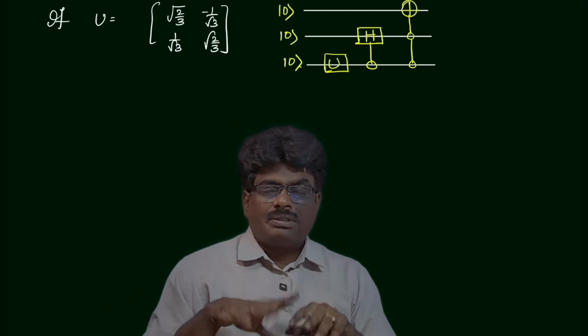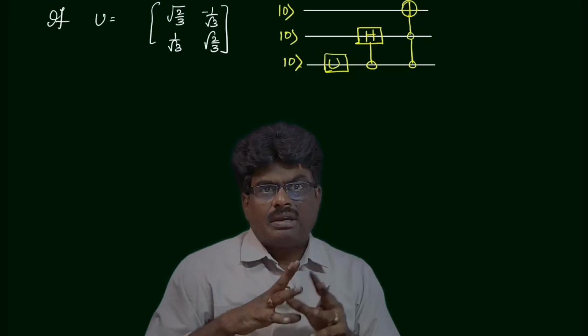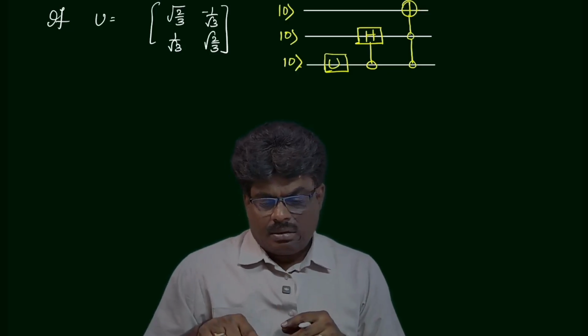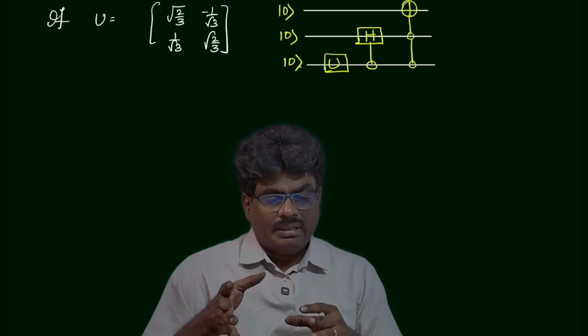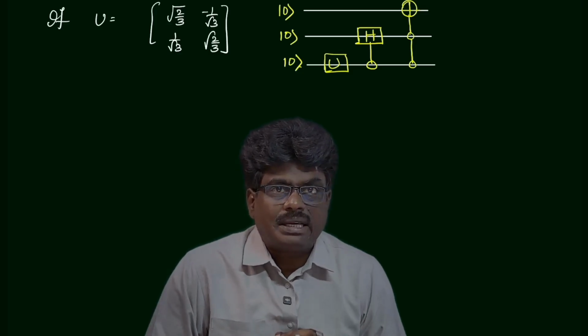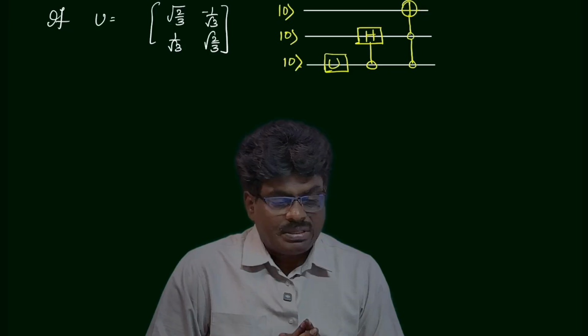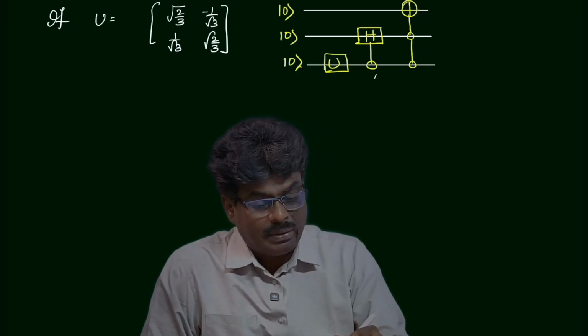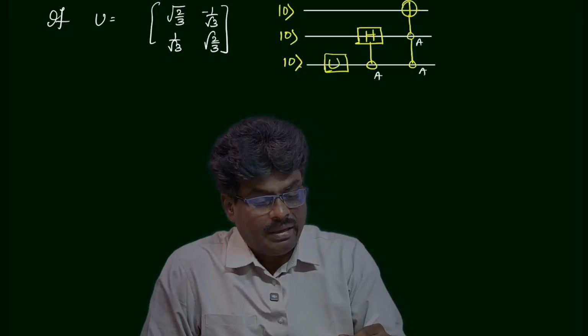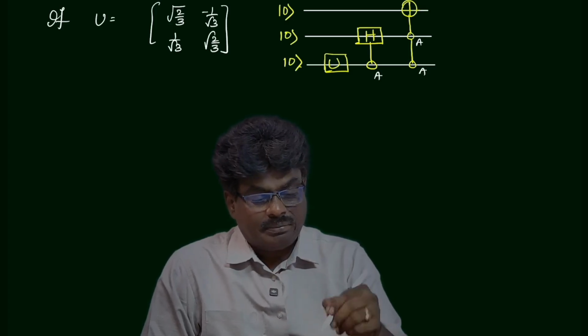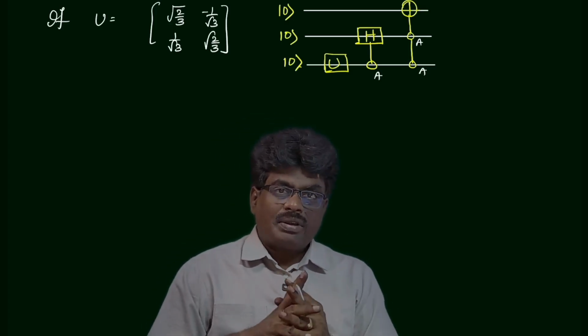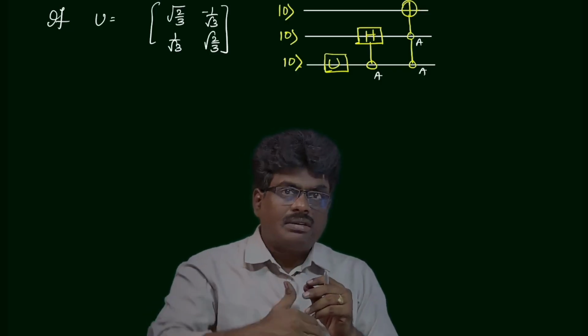Here is one question that was given in some exams. In one of the exams, a U operator is given, and here 3 qubit states are there. One quantum circuit is given, with anti-controls here. This is the circuit given. They are asking what is the output for this 0 0 0.